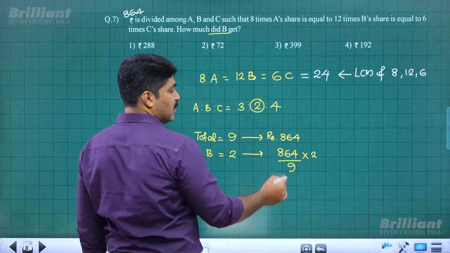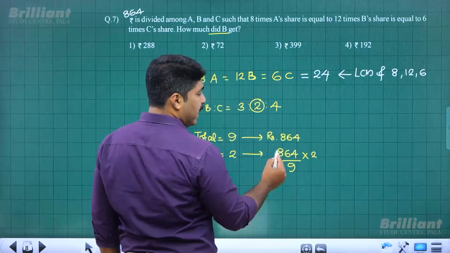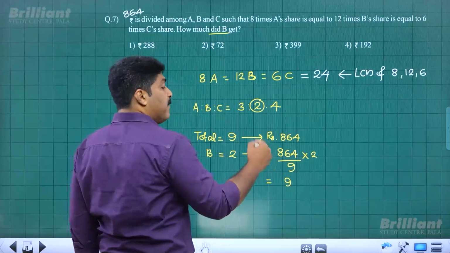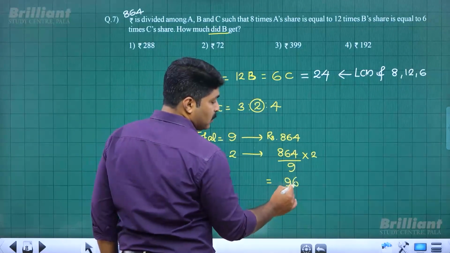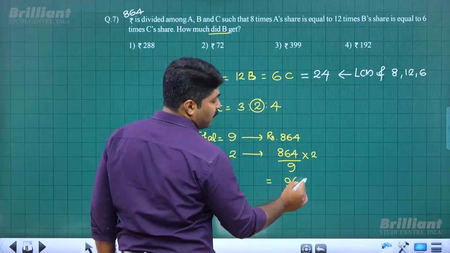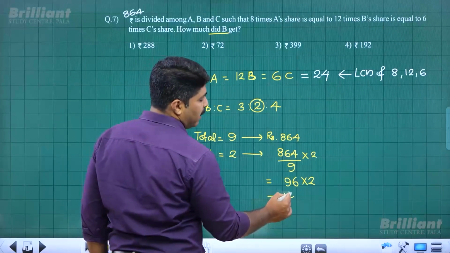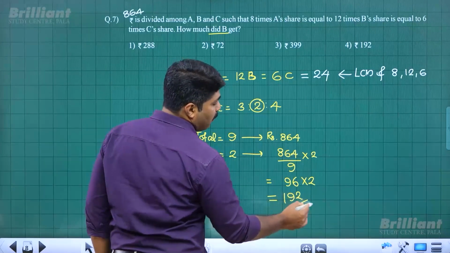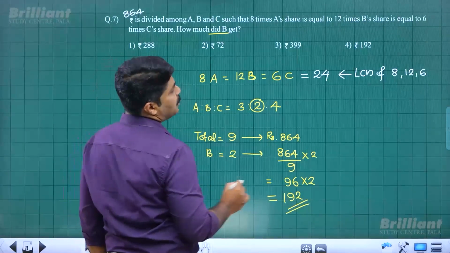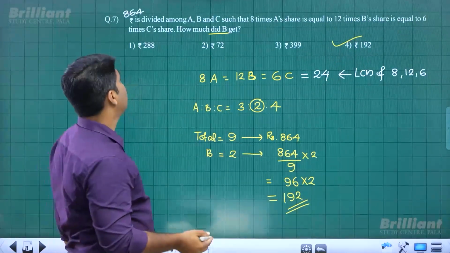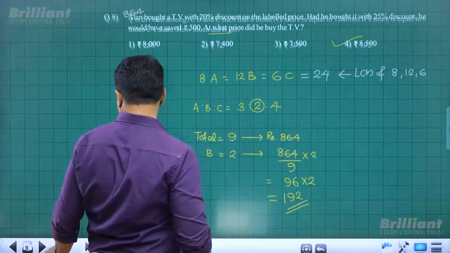Just simplify this one. This is equal to 9 into 9, that is 81. The remaining is 54 here. So 6 times 9, that is 54, into 2. Just multiply these values. This is equal to rupees 192, that's the share of B here. Therefore, the answer is option 4.